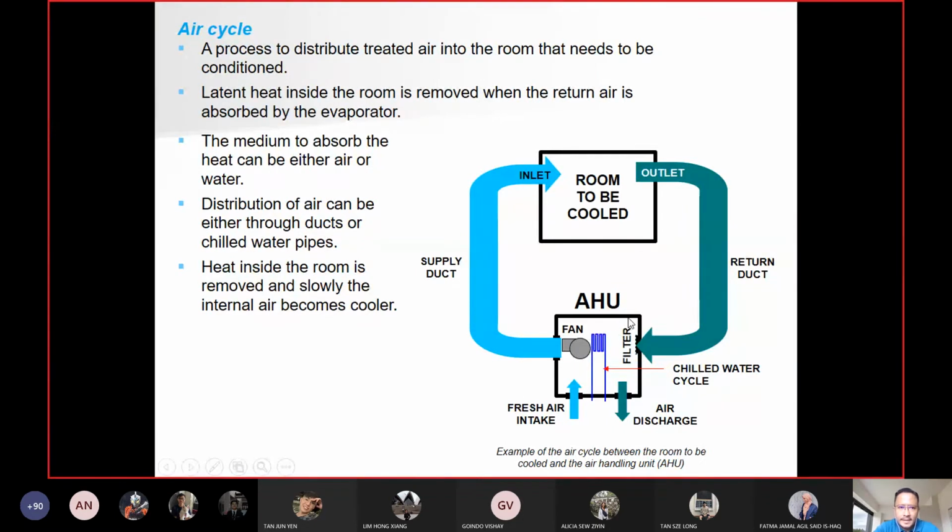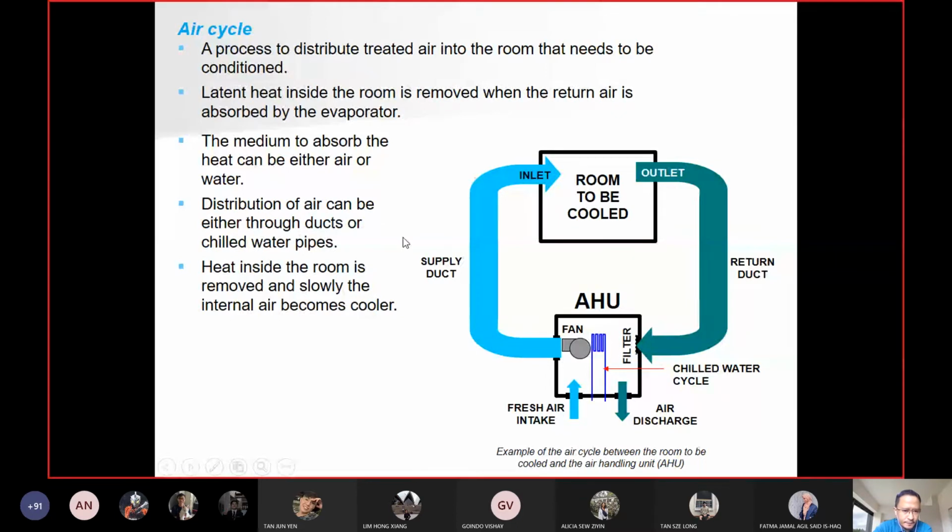But the air cycle is actually the process to distribute treated air. Treated meaning that it is filtered as well as already blown over the cooling coil or the pipes, the refrigerant, and basically it's already cool and filtered. So the air cycle system and components basically distribute this cool air from the AHU to the room, right? Basically it's the same thing, right?